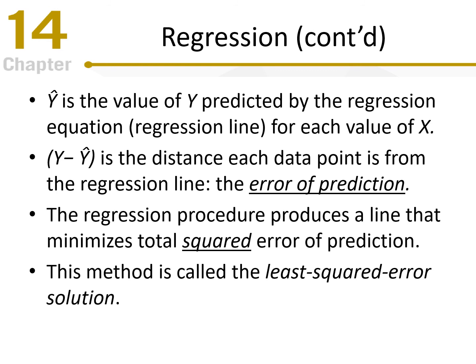This method is called the least squared error solution, or it's called ordinary least squares, so OLS regression. And there's other forms of regression, but this is the one that we use the most, and it's the easiest one to explain. We're finding a line that minimizes the squared errors in prediction. It's called ordinary least squares regression.